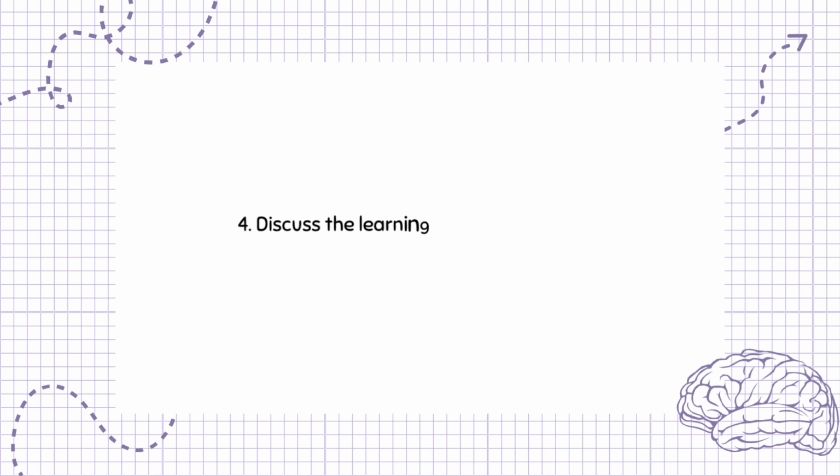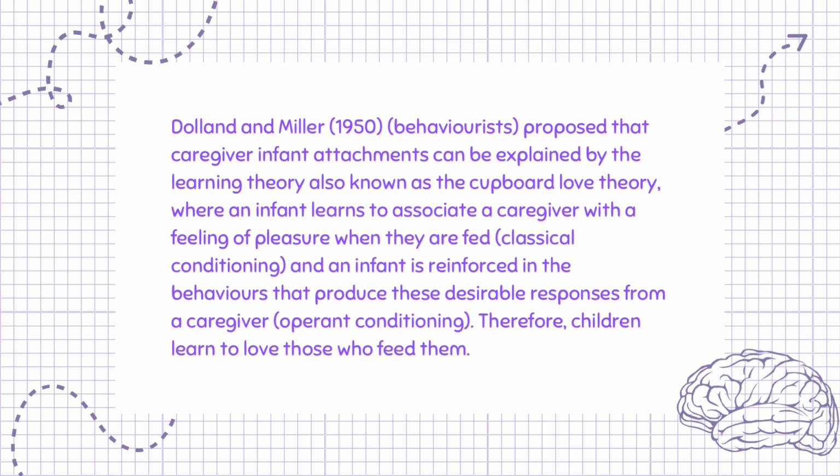Question 4. Discuss the learning theory explanation of attachment. 16 marks. Dollard and Miller, 1950, behaviorists, proposed that caregiver-infant attachments can be explained by the learning theory, also known as the cupboard love theory, where an infant learns to associate a caregiver with a feeling of pleasure when they are fed, classical conditioning, and an infant is reinforced in the behaviors that produce these desirable responses from a caregiver, operant conditioning. Therefore, children learn to love those who feed them.